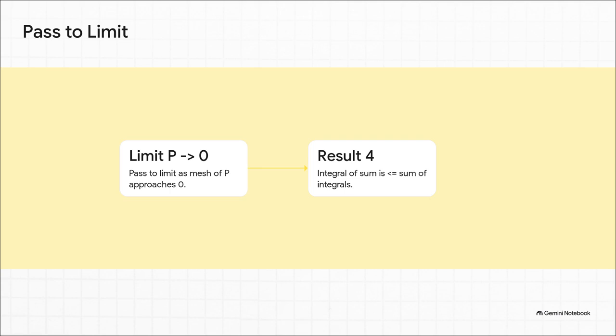In step 8, we go back to our basic inequality and shrink the mesh size of that partition P toward 0, essentially passing to the limit. Applying limits, our upper and lower sums morph into proper integrals. But there's a small catch. Passing the limit gives us a less than or equal to relationship. Let's bookmark that and call it result 4.